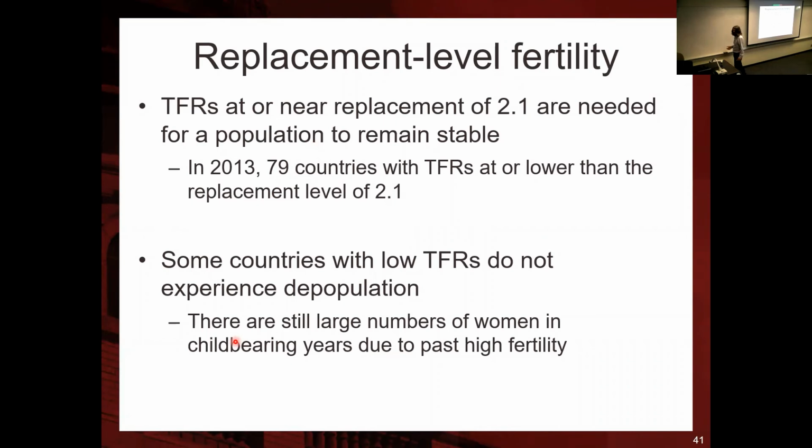Some countries do experience declines in fertility, but there is immigration, and some countries still have a lot of women between 20 to 24, 25 to 29 years of age, because fertility was high a few decades ago. You still have a large number of children being born, right? So they don't experience depopulation now in the short term, even if they already have total fertility rates below 2.1.